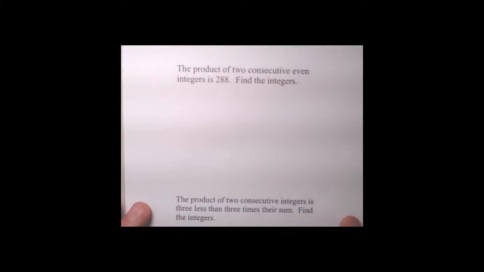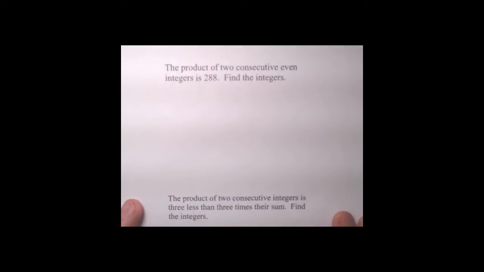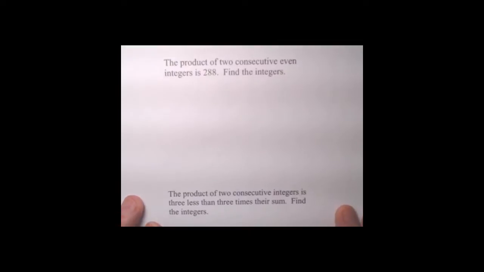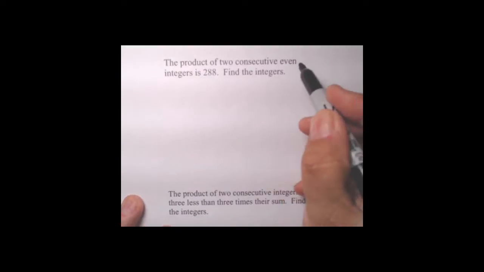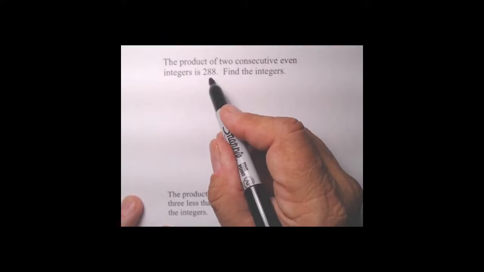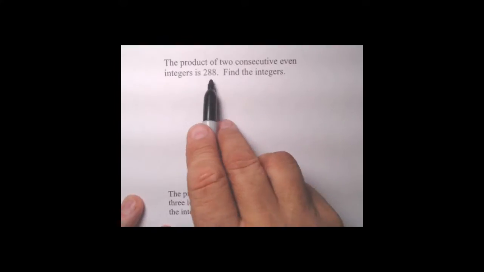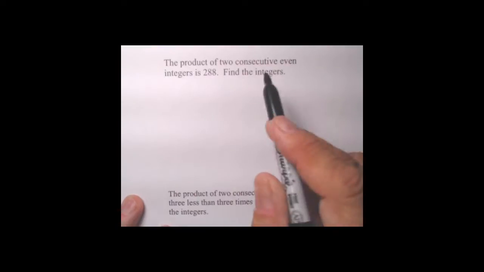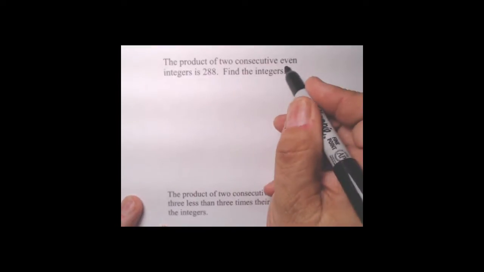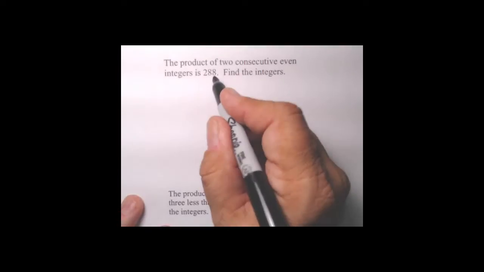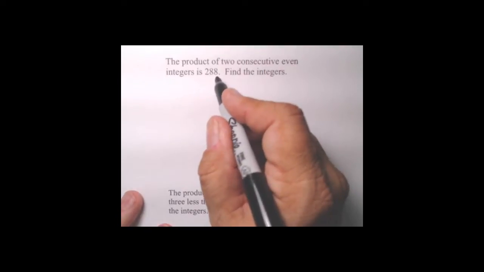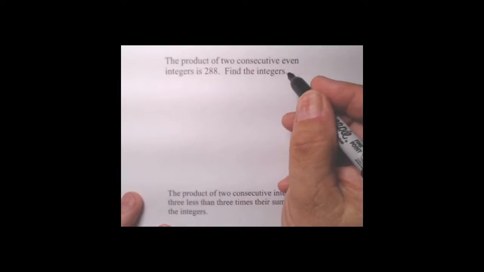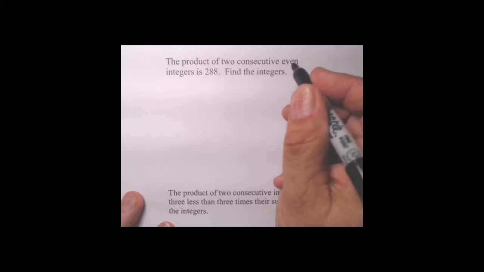These are nice, simple problems. Let's take a look at another example of a type of problem you can run into. We've got the product of two consecutive even integers is, excuse me, 288. So now we want two even integers. They'll come out correctly, even or odd, depending on the information we've been given. So we just take that at face value, and we'll see that it works out in the end.